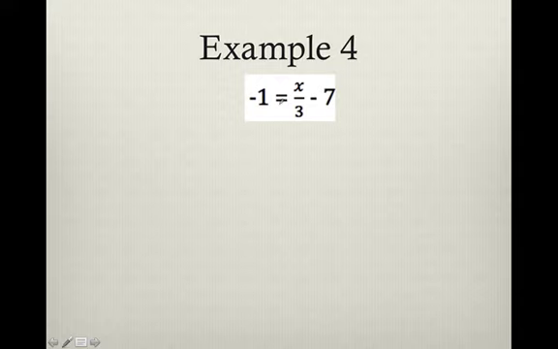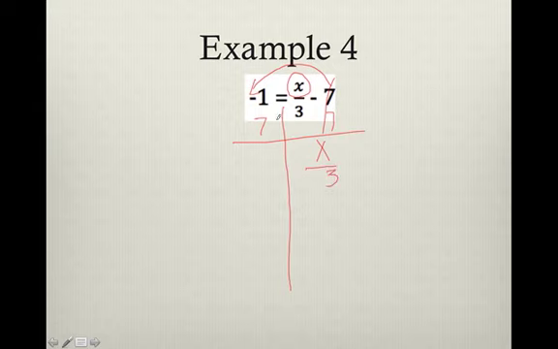Okay, notice in this problem, my x is on the right-hand side of the equation. Don't let that bother you. It's okay. Just remember, the ultimate goal is to get that variable by itself on one side, everything else on the other side. So we're just going to move things to the other side. So we're going to get rid of this minus 7 first, adding 7. Drop down what's left. What's left? An x divided by 3.